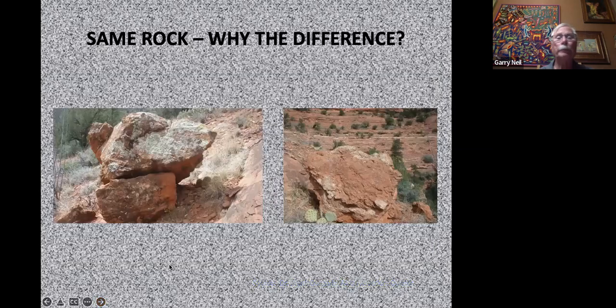Okay, so let's go to actually looking at some lichens themselves in larger photographs. Here we have, it's the same rock.